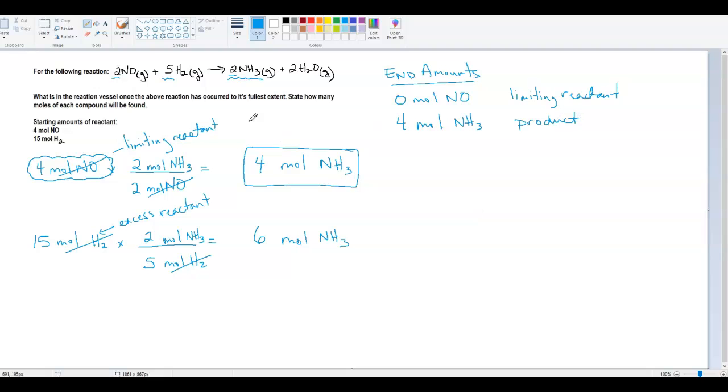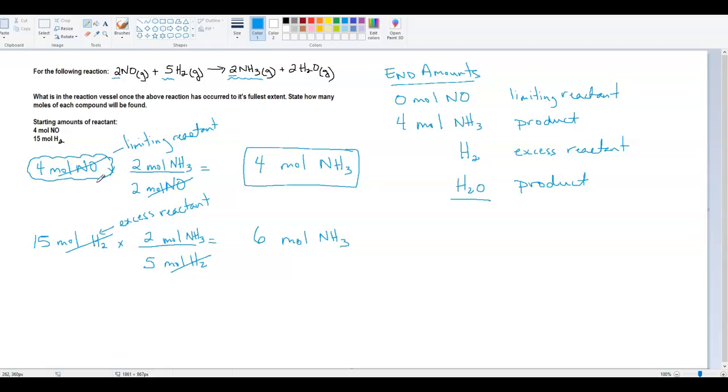Now we still have left to find out how much H2 we'll have as the excess reactant. And we still need to know how much H2O we have left as the other part of the product side of the reaction. Now, the next step, we can actually find out how much water is produced, now that we know that it's the nitrogen monoxide that's the limiting reactant.